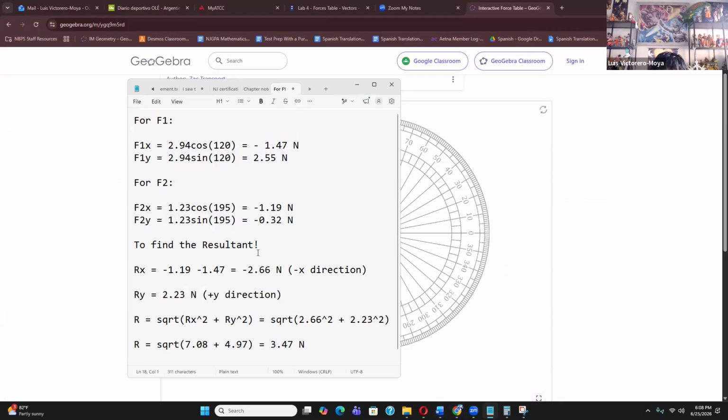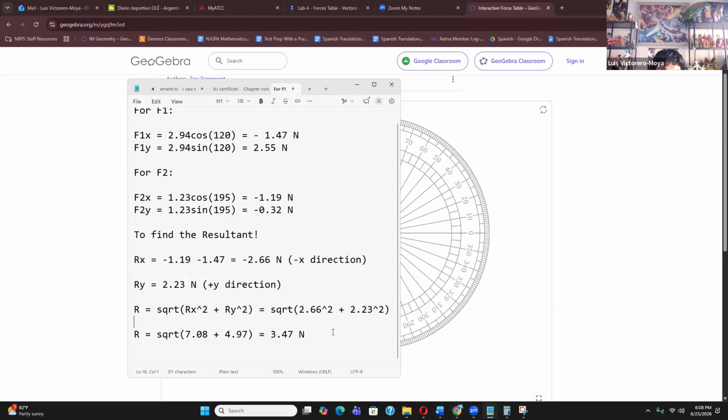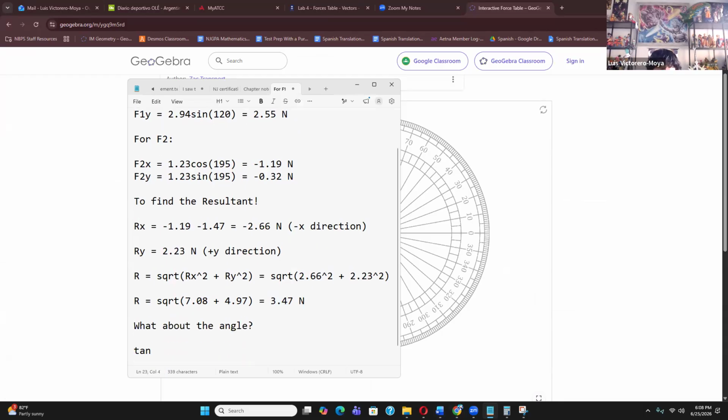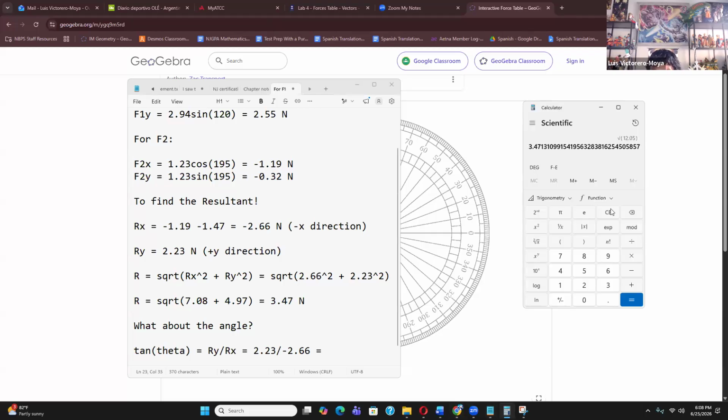Look at all the procedure. You're gonna do the same for part 2. What about the angle? Tangent of the angle theta is Ry over Rx. Now, Ry is 2.23. Rx is negative 2.66. So we need a negative there. So 2.23 divided by 2.66. So that should be negative 0.84.